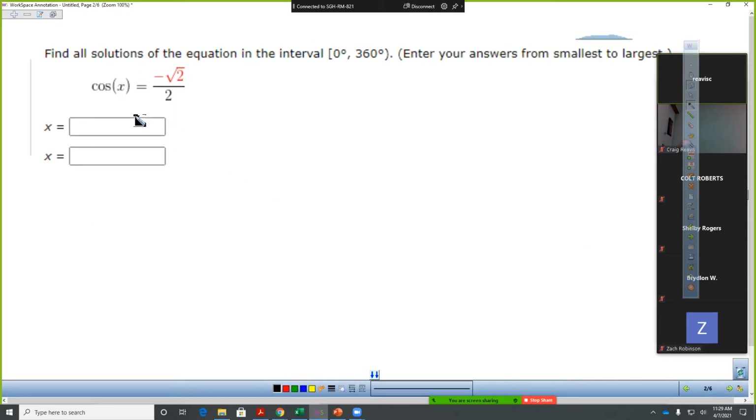All right, so now there's going to be 2 or 3 that are like this. They want to know, the cosine of what angles is equal to the negative square root of 2 over 2. So this is just straightforward. There's nothing to solve. It's already solved for the cosine of x.